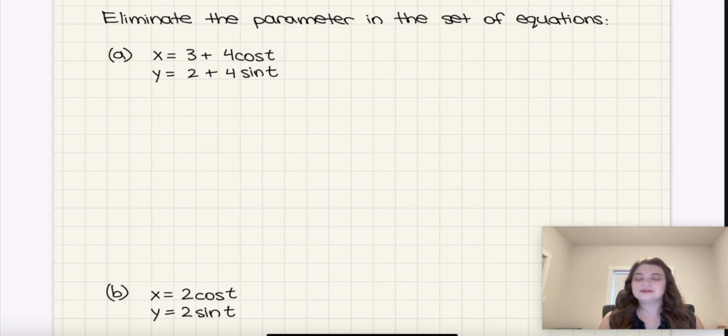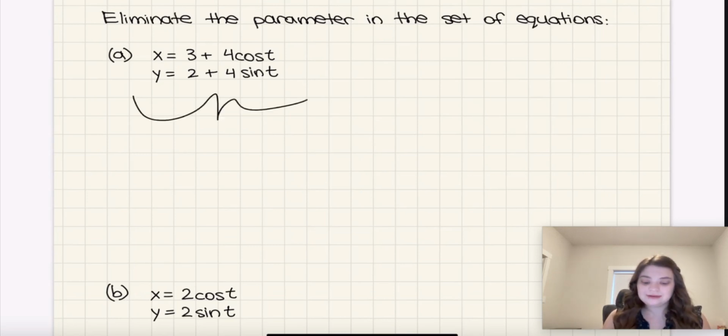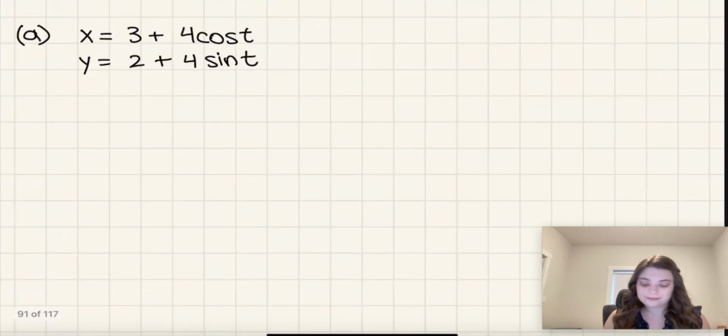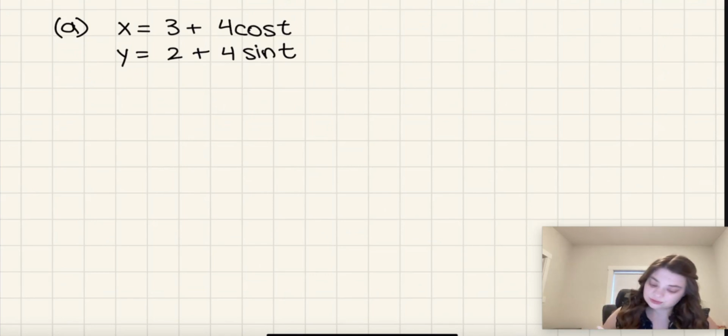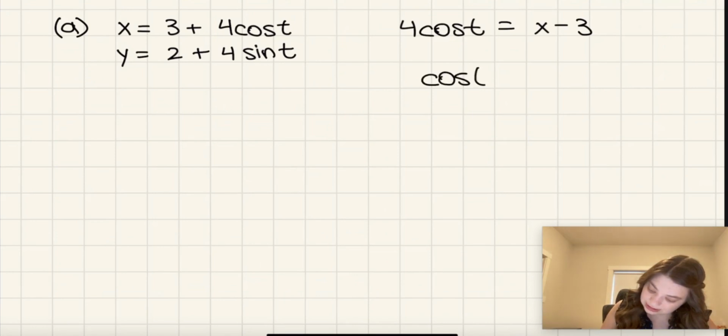The goal is to get rid of t and write an equation that represents both of these equations, but that does not have t, the parameter, in it any longer. So what I'm going to do is I'm first going to rewrite these equations in terms of cos t and then in terms of sine t for the second one. So for the first one, if I subtract 3 from both sides, I get that 4 cos t is equal to x minus 3. And then if I divide both sides by 4, I get that cosine of t is equal to x minus 3 divided by 4, like that.